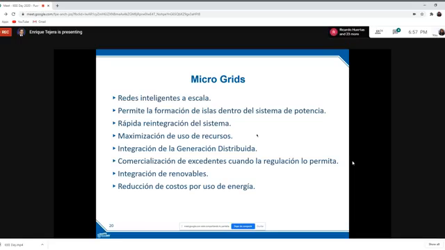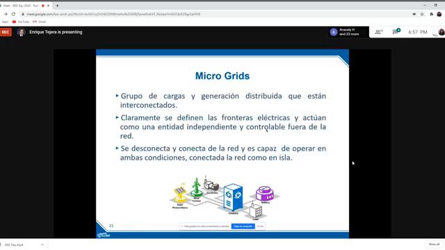La operación del sistema es mucho más fácil si podemos hacer una tiene capacidad de exportación, podemos también comercializar los usos renovables y al final reduciendo el costo de la energía. Las microredes, como mencionaba, son grupos de carga y generación distribuida que están interconectados.